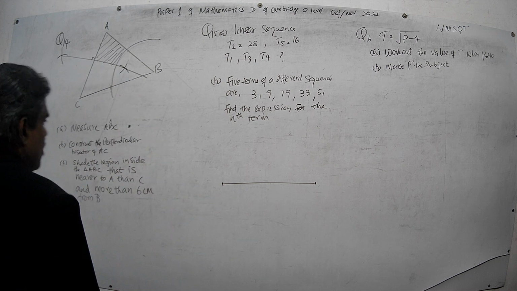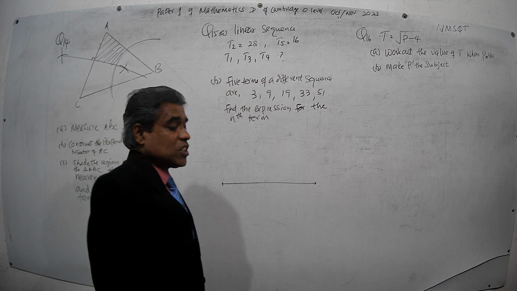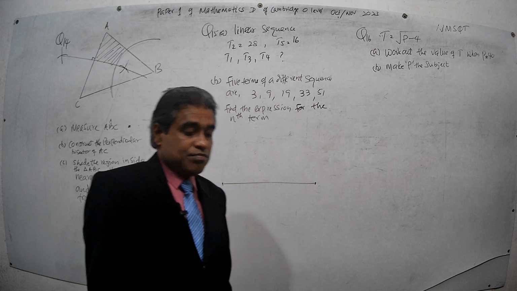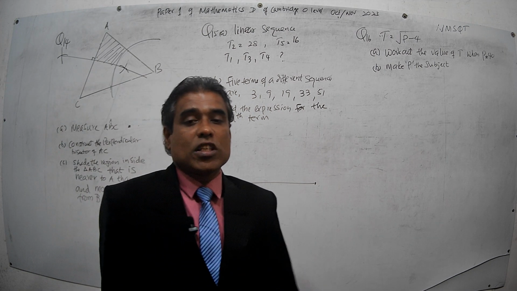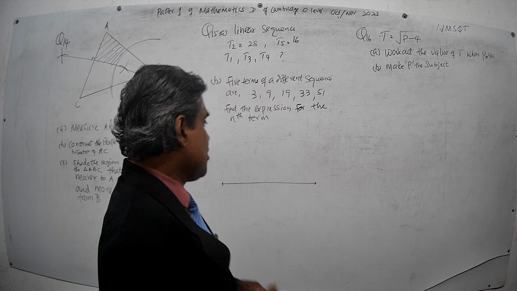A linear sequence is a sequence where there is a common difference between every pair of consecutive terms.